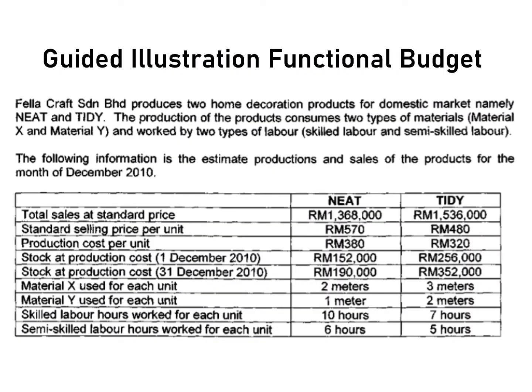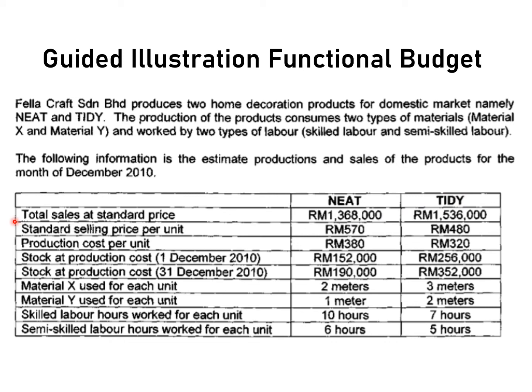Okay, this is a guided illustration untuk functional budget. Akan guna soalan ni lama dah, tahun 2010. So, the company name adalah Fella Craft. They produce 2 home decoration product for domestic market. Nama produk tu adalah Neat dan Tidy. So, the production consume 2 types of material, which is material X dan material Y. So, nak buat Neat dengan Tidy ni, kena guna X dan Y. Dan juga dia disediakan oleh 2 types of labor, which is skill and semi-skill labor. So, these are the details untuk Neat dan Tidy.